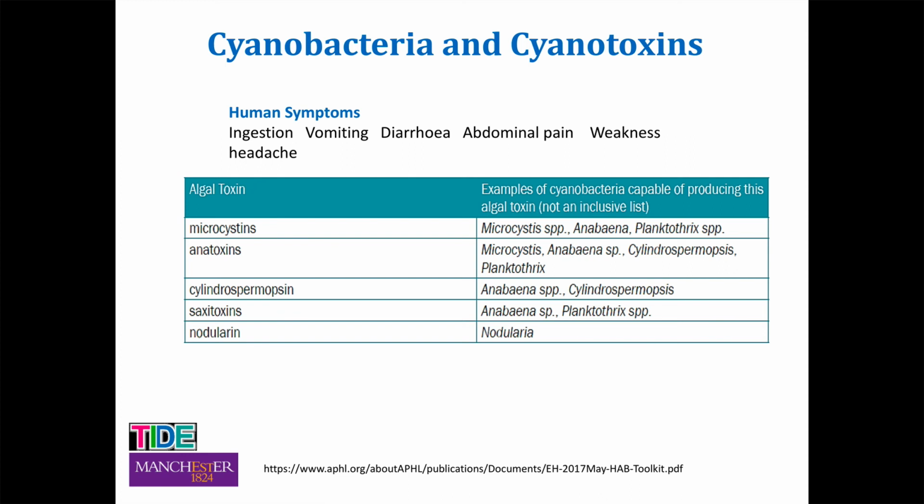So these different algal toxins, there's a whole range of them, as you can see in the table on the left, from microcystins produced by Microcystis, to nodularin produced by Nodularia. And some of them can produce more than one algal toxin. So these are not things that you want to build up in your lake.